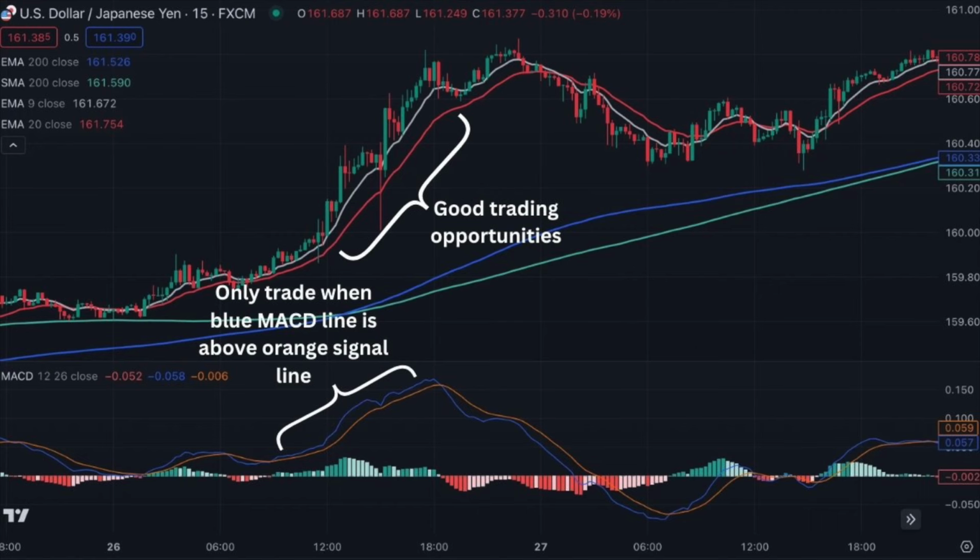So how do I use the MACD together with the two indicators? As part of my pullback strategy, I always focus on trading when the blue MACD line is above the orange signal line. And I want to see that we're above it. So I only trade when this line is above the signal line for long trades.